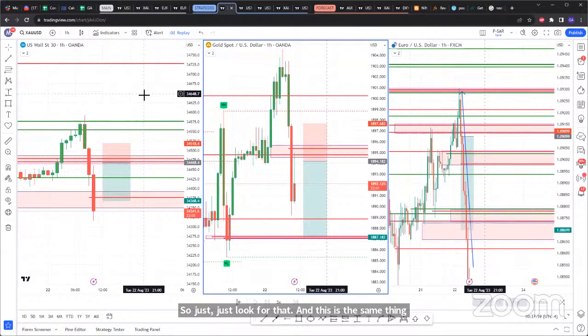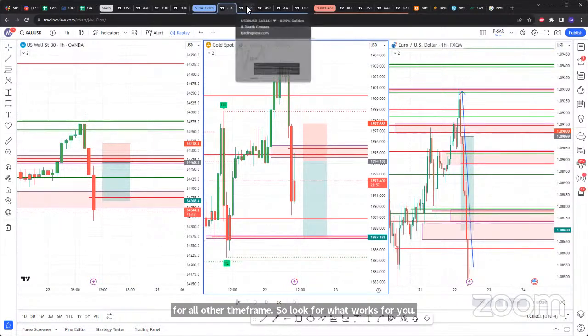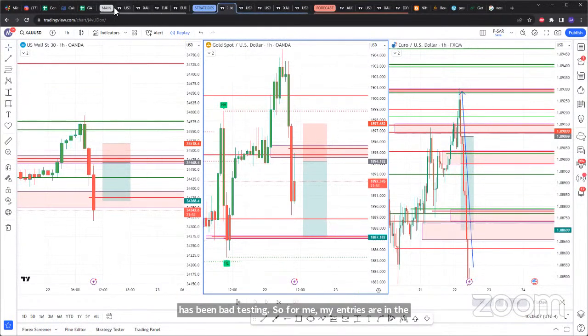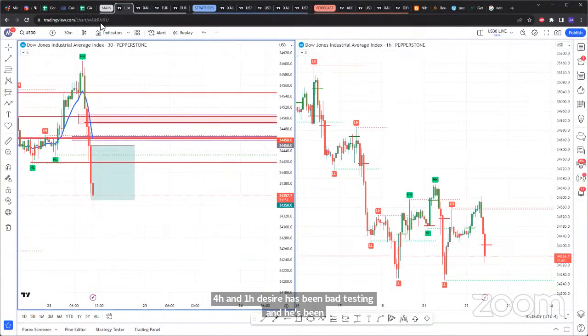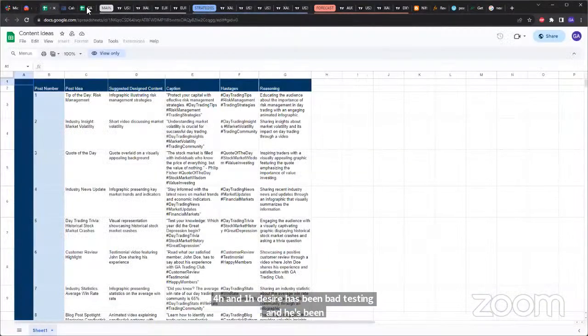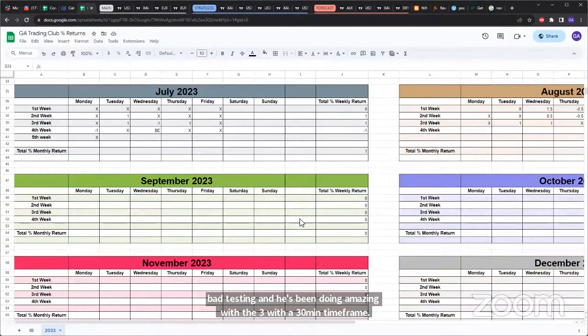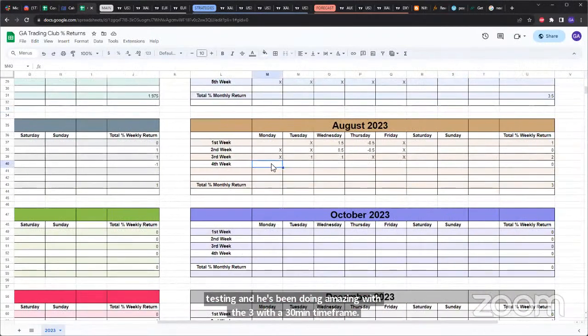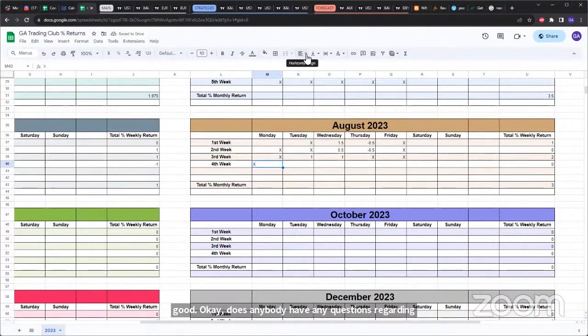So look for what works for you. For me, my entries are in the 4 hour and 1 hour. Desire has been backtesting and he's been doing amazing with the 30-minute time frame. For example, the sell we just took here. Good job, Desire. You've gotten us a nice 0.5% for the day. So that's good. Okay, does anybody have any questions regarding trading with the daily bias, or trading against the daily bias?